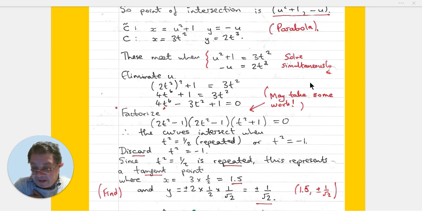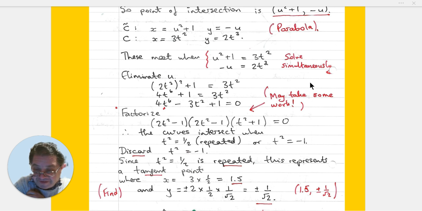T is a real number, it can't be. And since t squared is a half, is repeated, we are having the curves meeting, in fact, at points where they are tangential. So working out what those points are, using t squared as a half, we get x equals 3t squared, which is 1.5, and y equals 2 times t cubed, so plus or minus a half times 1 over root 2, which is plus or minus 1 over root 2. And I give the coordinates there as asked.